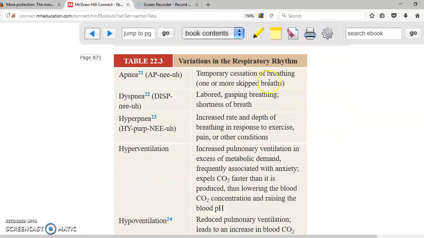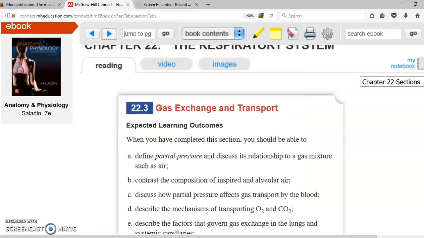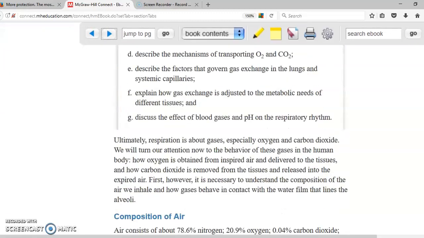There are variations in respiratory rhythm, obviously, because we are not constantly just resting. We are exercising, we are laughing. Because of this, there are going to be changes in ventilation. The next topic in this chapter is gas exchange and transport.